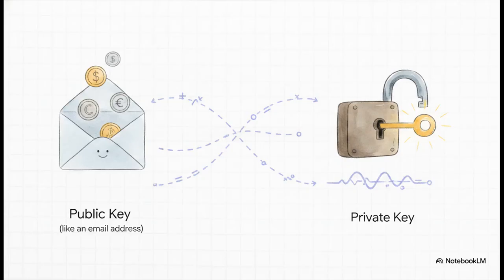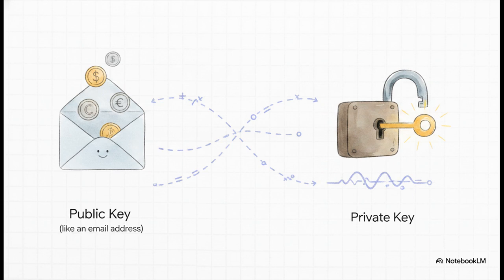Now you might be thinking, wait a minute, if this ledger is completely public and anyone can see every transaction, how on earth is my money actually safe? Well, this is where public-private key cryptography steps in. Think of your public key kind of like an email address. Anyone can see it and anyone can send Bitcoin to it. But your private key, that's like the password to that email account.